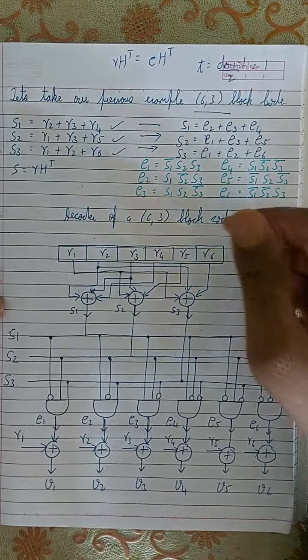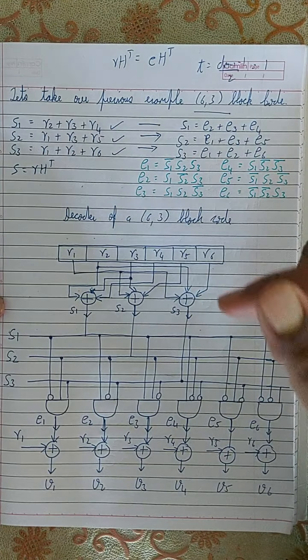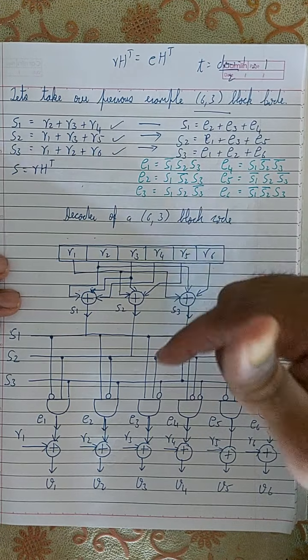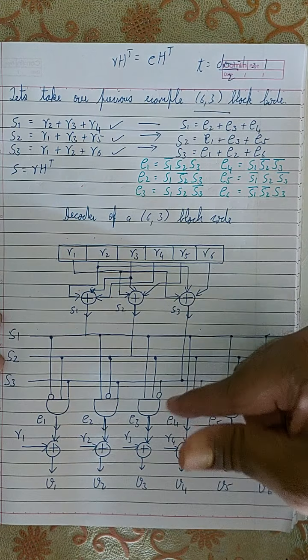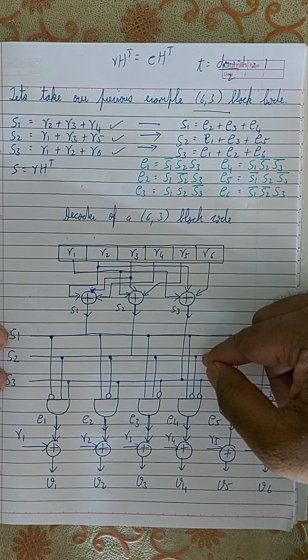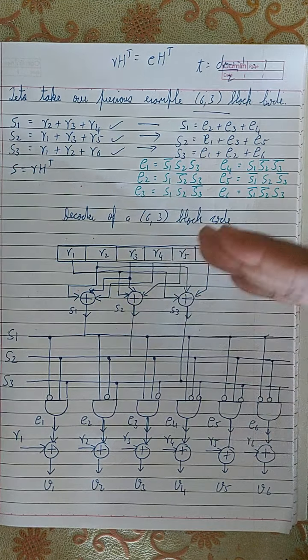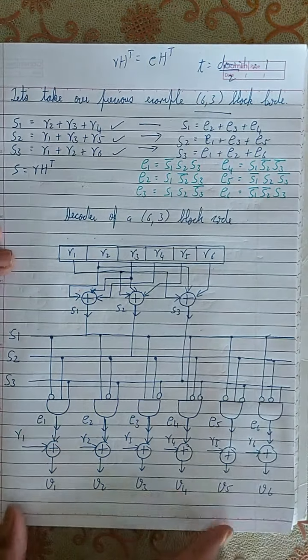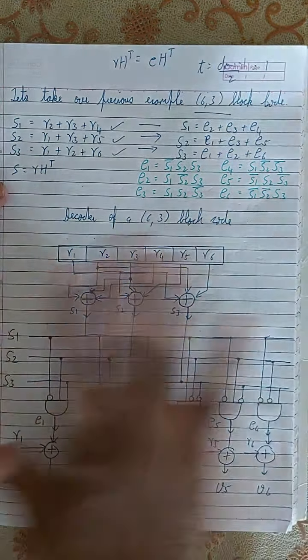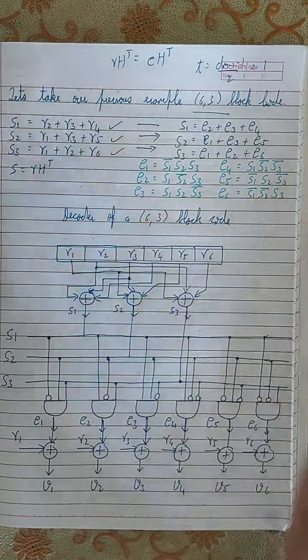After receiving R, you find S. After finding S, you calculate the error pattern E. And after calculating the error pattern E, all you need to do is XOR that E with the received code word, and you'll get the actual corrected code word. This is the entire scheme of what we did in this chapter.